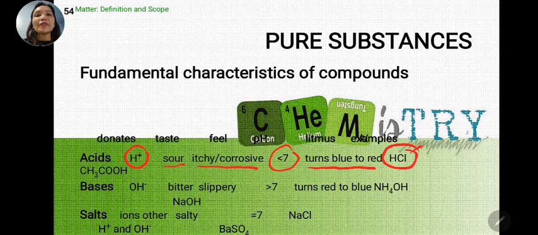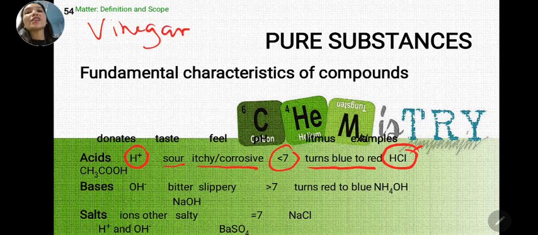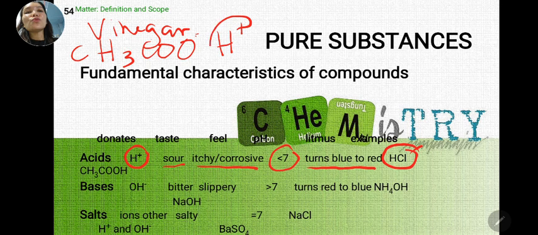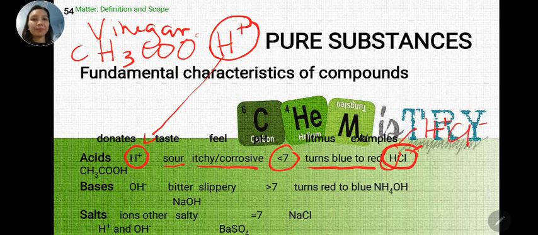Another example of an acid in our household is vinegar. Vinegar or yung suka natin, which is actually, the chemical composition is acetic acid, CH3COOH. So, ito yung tinatawag natin na nagdo-donate kasi siya ng hydrogen atom. So, ito din may hydrogen atom siya, H plus, Cl negative.